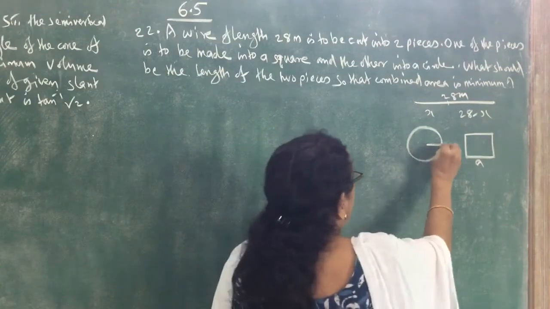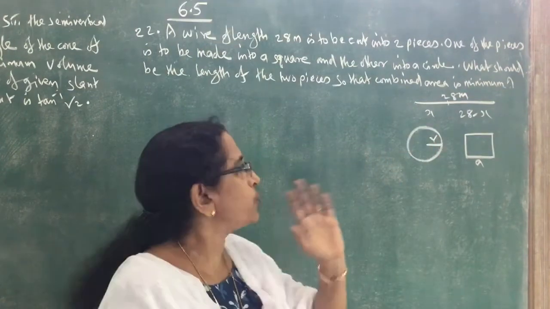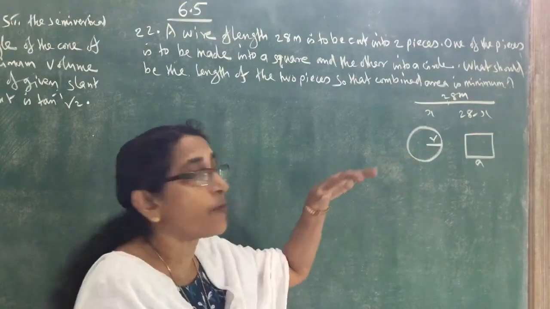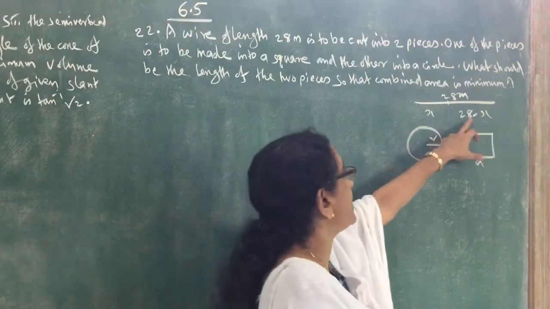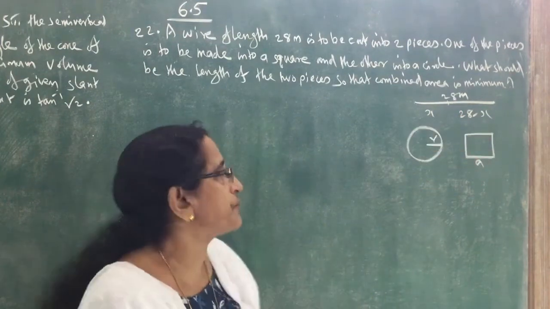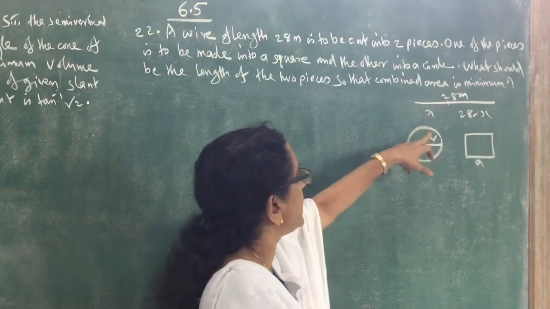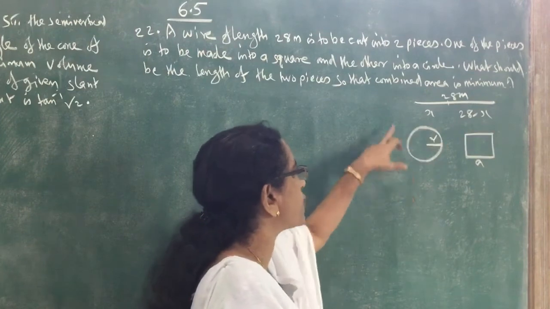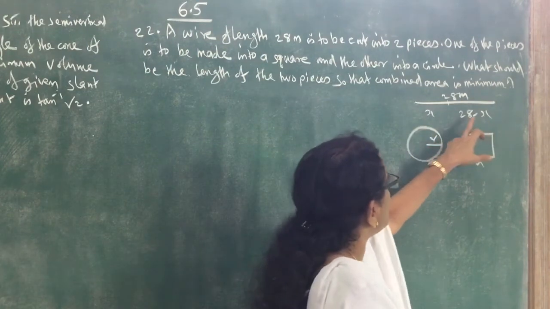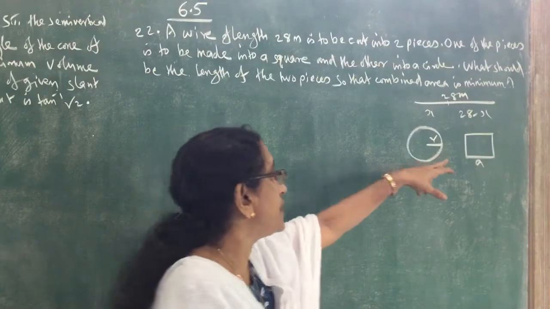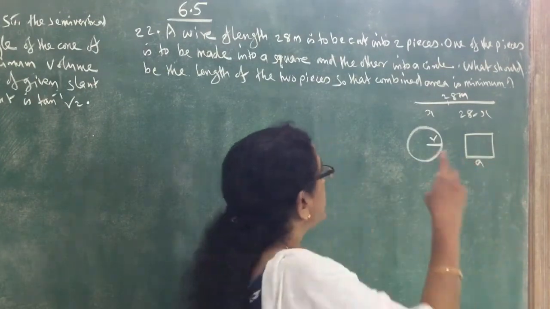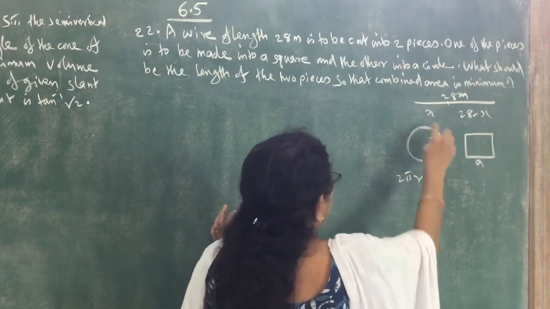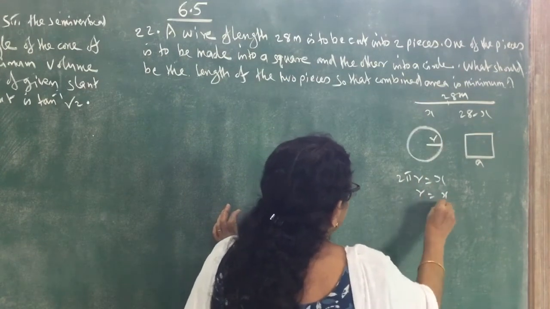Here the radius is r. Now you use this x meters to make the circle, because that will be easier. Otherwise, 28 minus x will be a little tough. So this x meters becomes the perimeter of the circle, and this 28 minus x becomes the perimeter of the square. So here we know 2 pi r is the perimeter. So 2 pi r equal to x, so r equal to x by 2 pi.